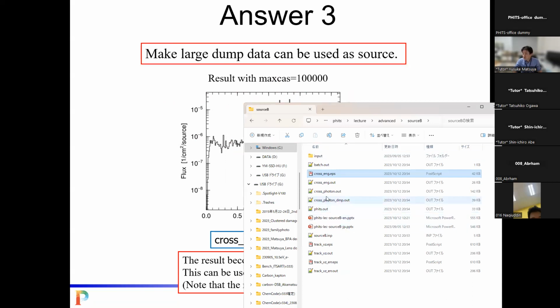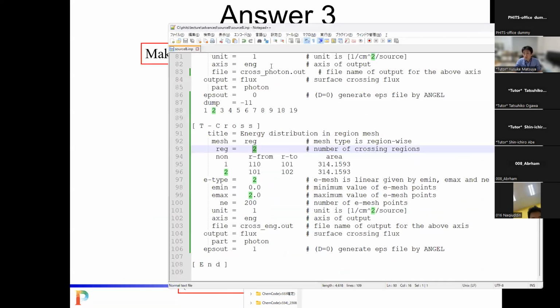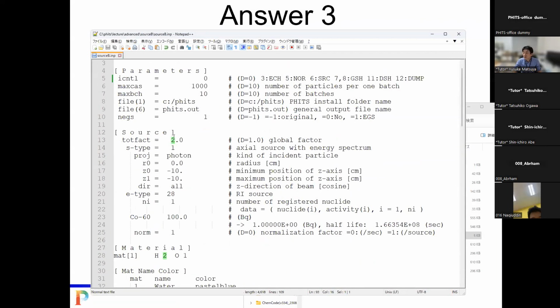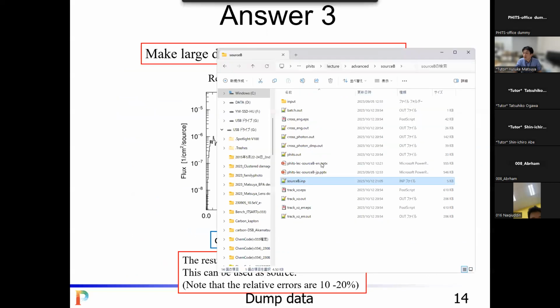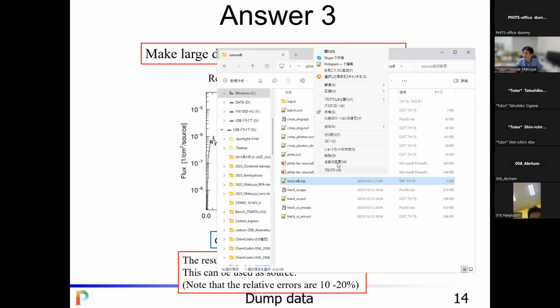Really, this example is simple. Only one step: just increasing this max gas value to 100,000. Okay. Then let's see what happened after the execution of the fix.